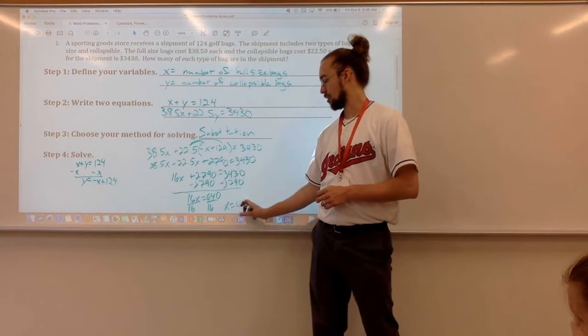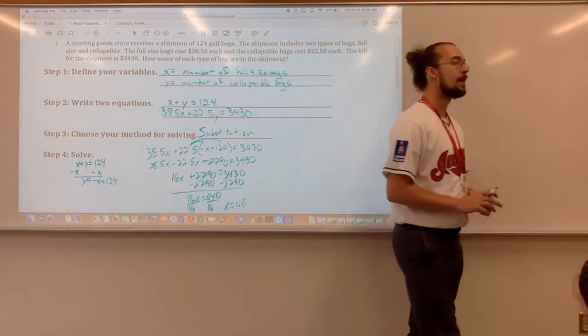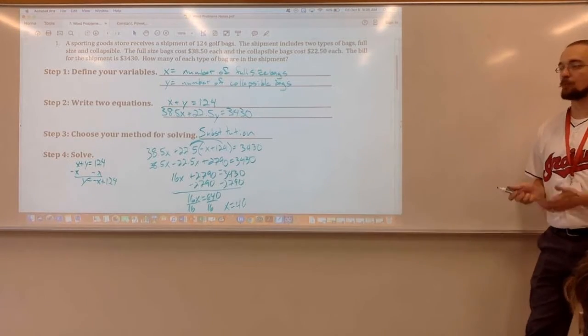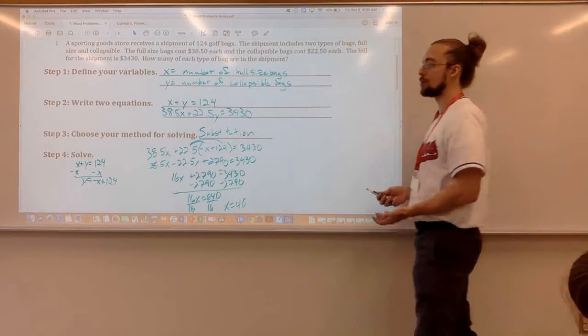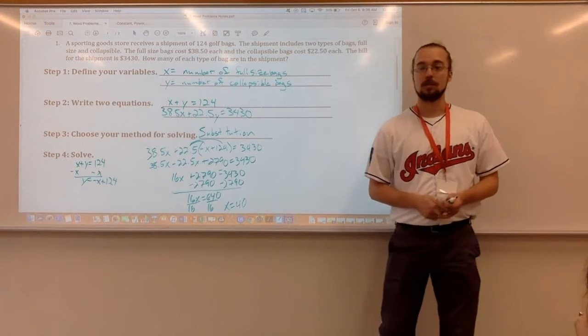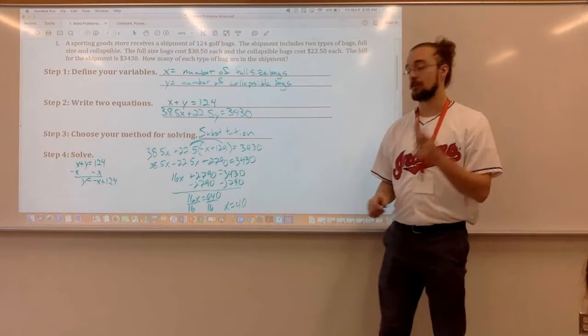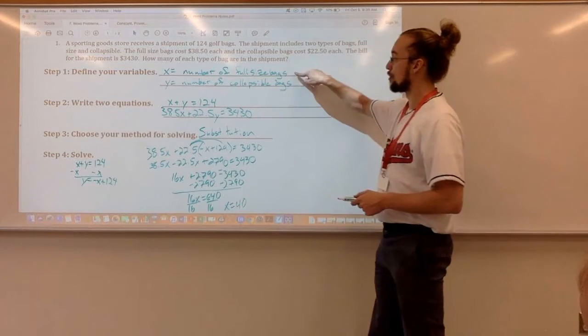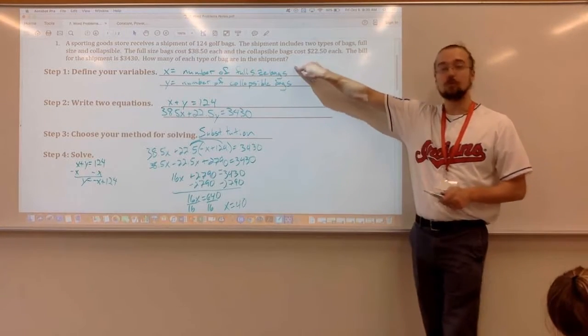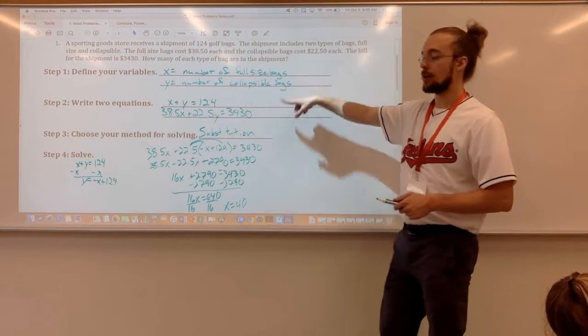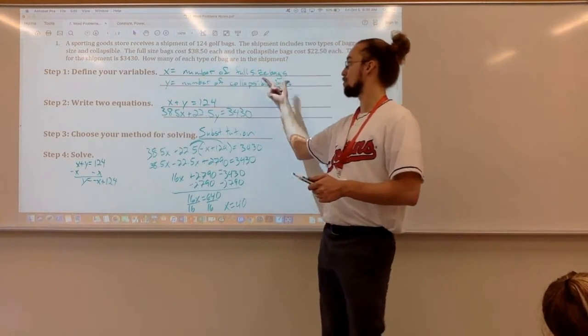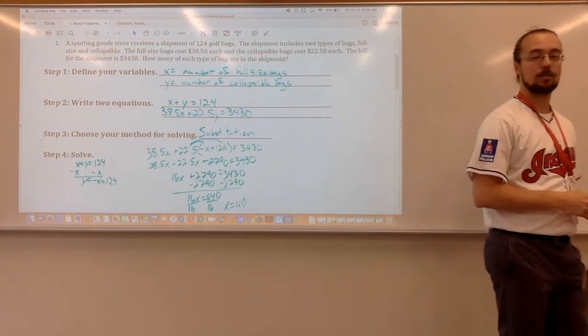So you get x equals 40. So in the context of this problem, what does that mean? What did we just figure out? Exactly. We figured out that there are 40 full-size bags in this shipment. If x was 40, well, that was the number of full-size bags.